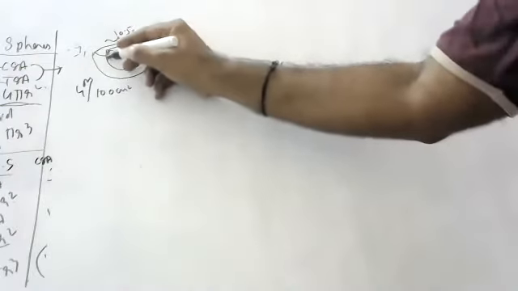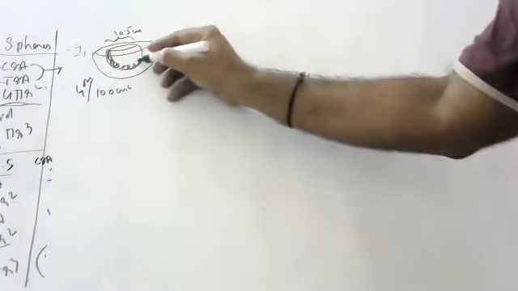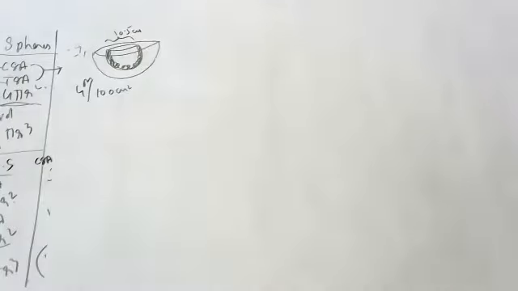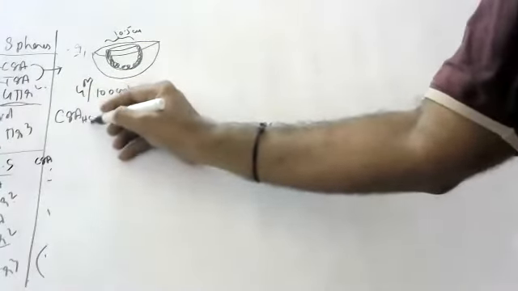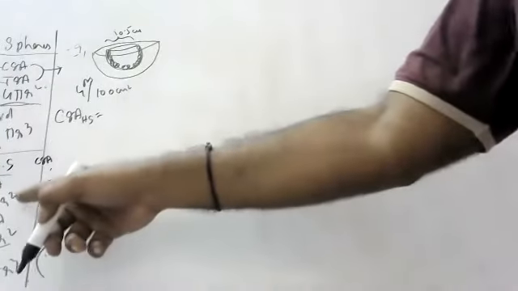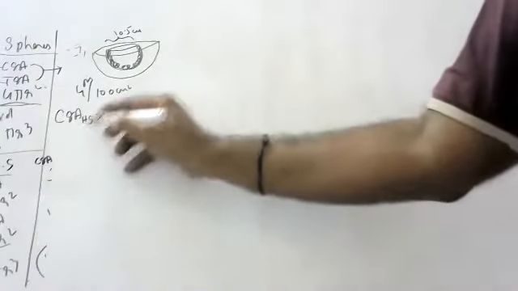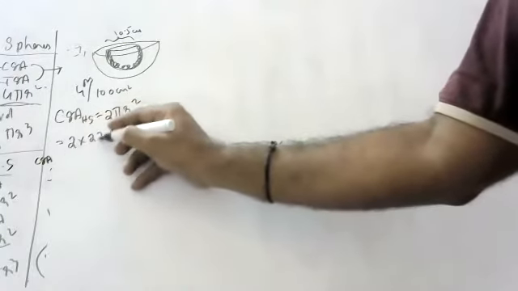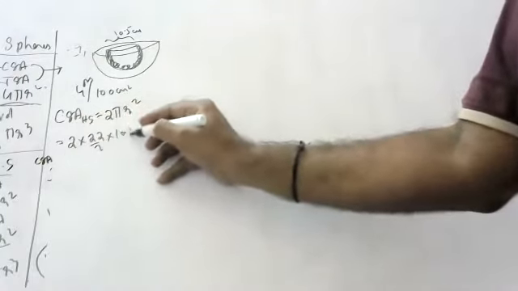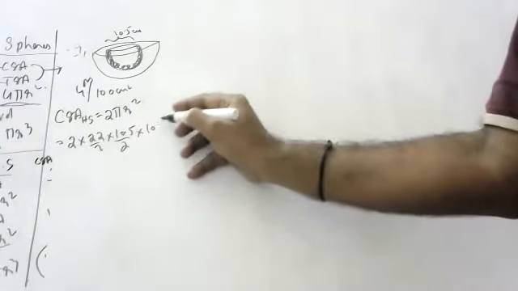Now we have to thin plate here. Thin plating we are doing here. So how much? CSA of hemisphere. What is the formula? CSA of hemisphere is 2 pi r square. 2 into 22 by 7 into 10.5 by 2 into 10.5 by 2.